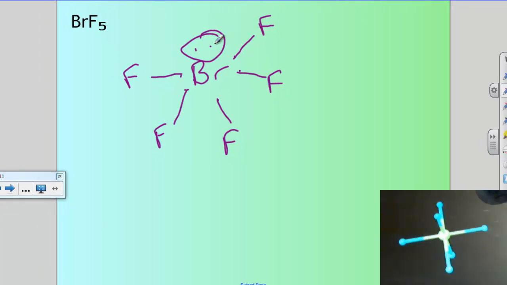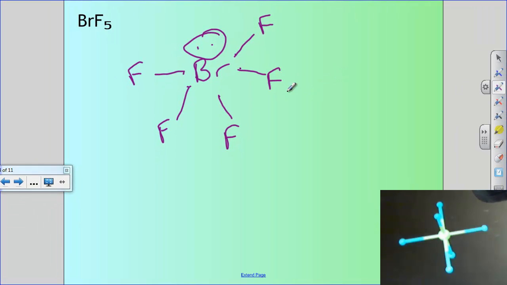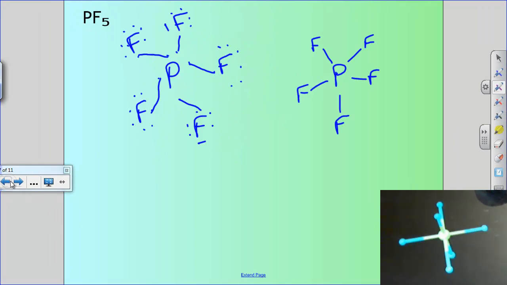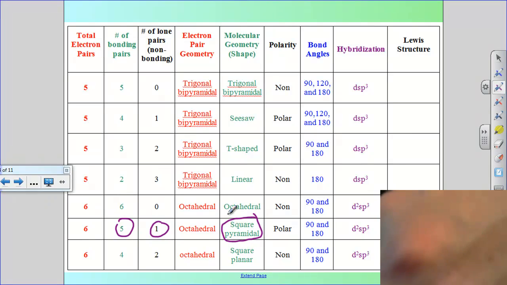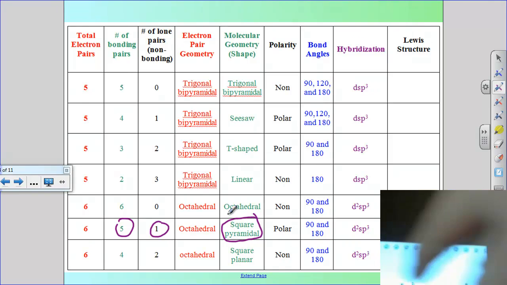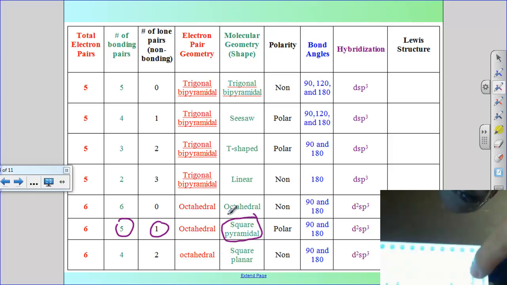But now I also have a lone pair, okay? So when we go back to our chart, all right, I've got 6 total pairs, but only 5 of them are bonding, and I've got 1 non-bonding. That leads us to a pretty cool little shape called square pyramidal. And again, let me pop up the webcam here and sort of show you what that particular molecule looks like, because I think it looks pretty cool.